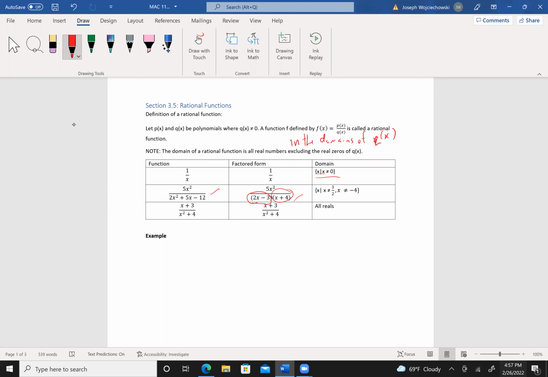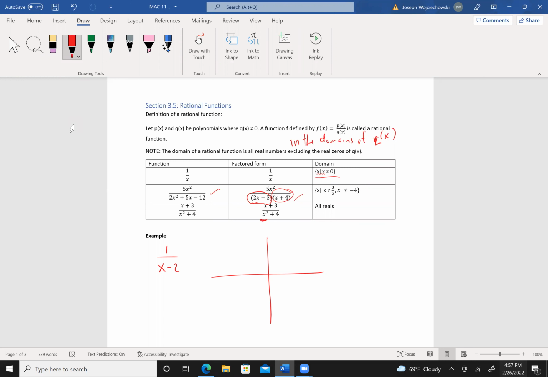Then here, again, x plus 3 over x squared plus 4. X squared plus 4 cannot be factored, and there is no value of x that will make the denominator 0, so the domain is all reals. So here's what we look at. Let's go with something like 1 over x minus 2. Let's see what happens here.